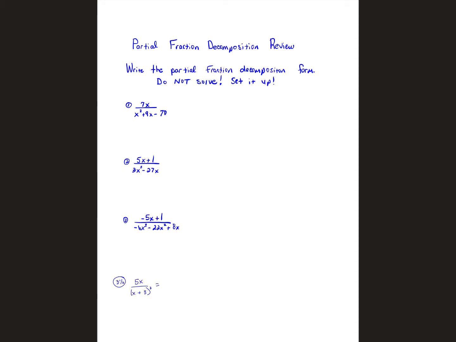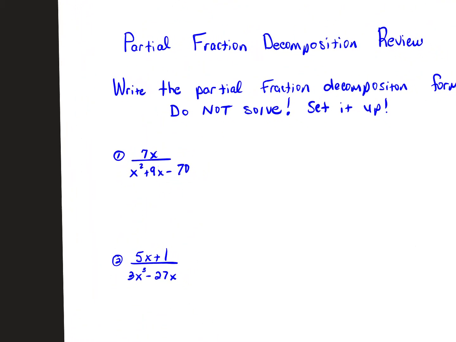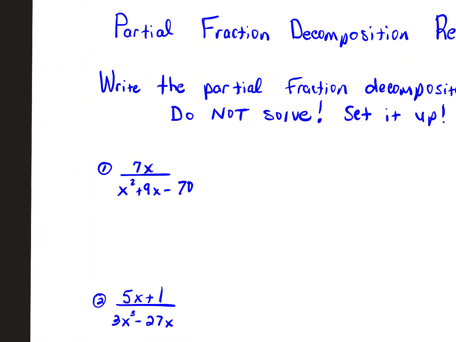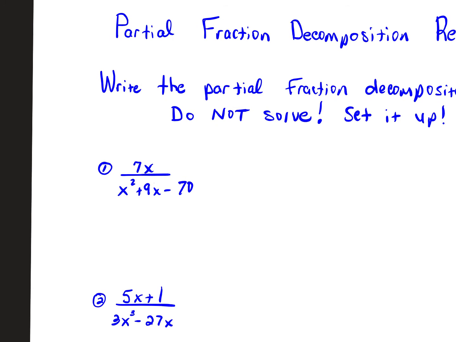So you're going to have a couple problems where you have to just set up the partial fraction decomposition, and then a couple where you actually have to solve. So let's go through. Let's remind ourselves what this looks like. First of all, I think on your notes there was a 7. Should have been a 9. So number 1 should say x squared plus 9x minus 70.